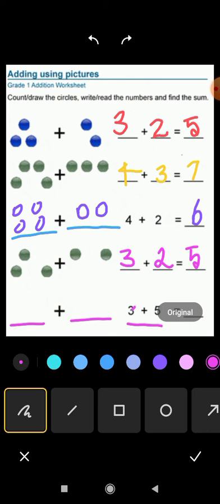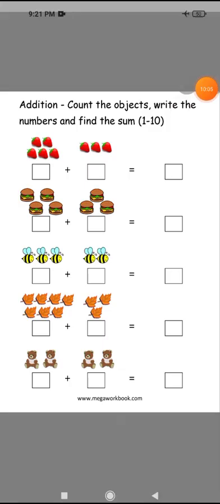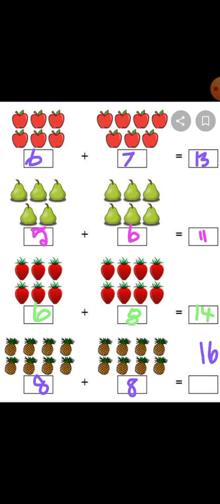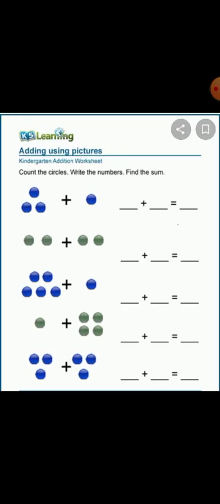Okay. This last one is also homework for you. Okay, my dears. The next one, these are for your homework. I hope all of you understand this section, that is, addition of two given groups of objects: count the objects, write them, then find the sum and write it in the box. Yes or no, my dears? Good. This you completed, this also you completed. This third worksheet is your homework now.